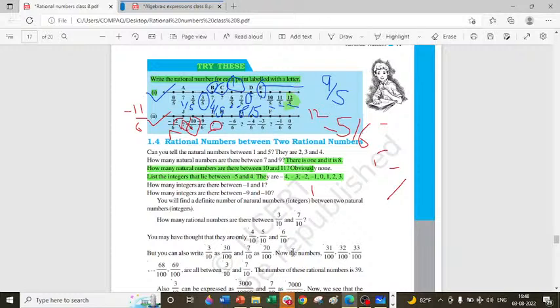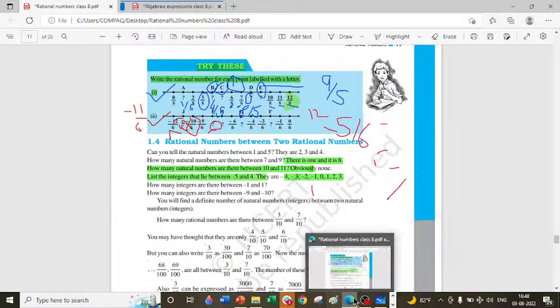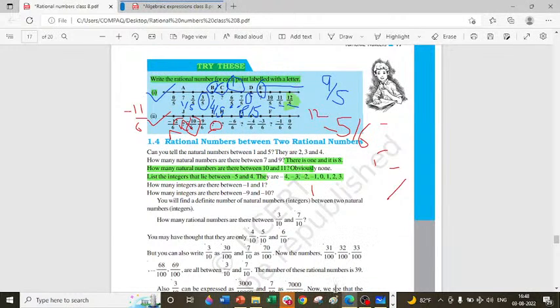So now I am just going to stop the class, and in the next upcoming session we are going to deal with a new topic, that is algebraic expressions and linear equation.